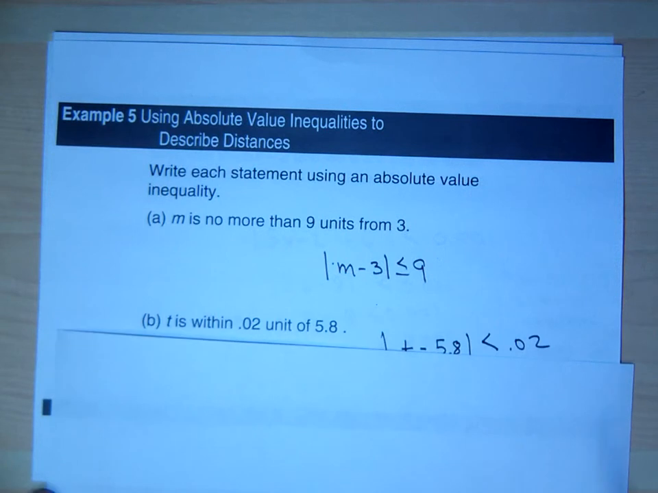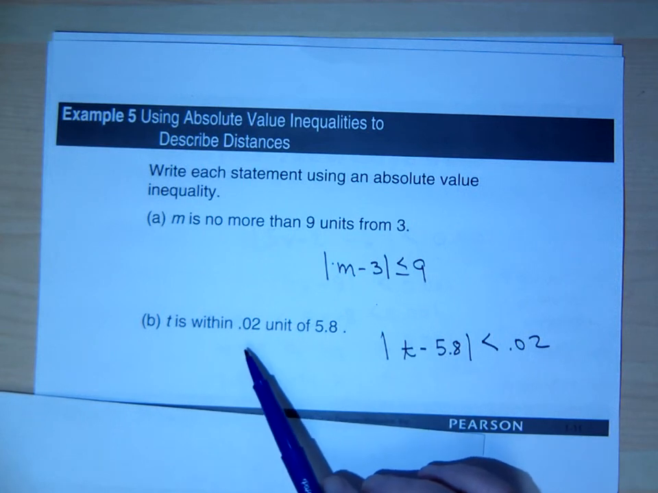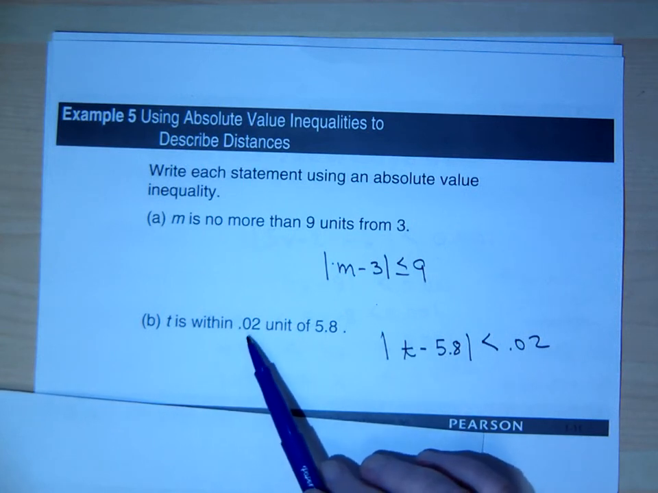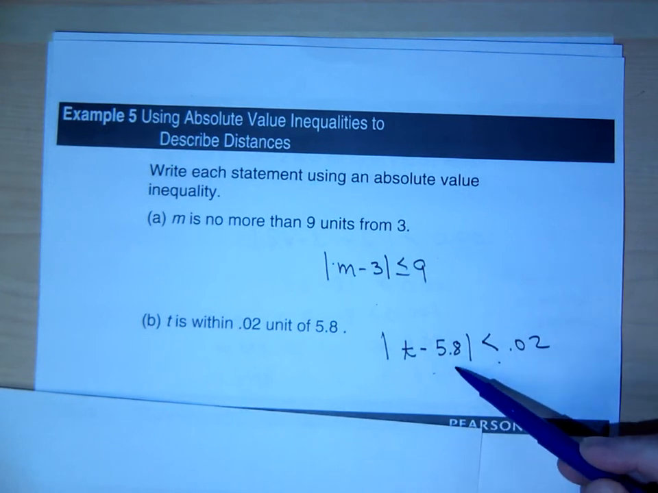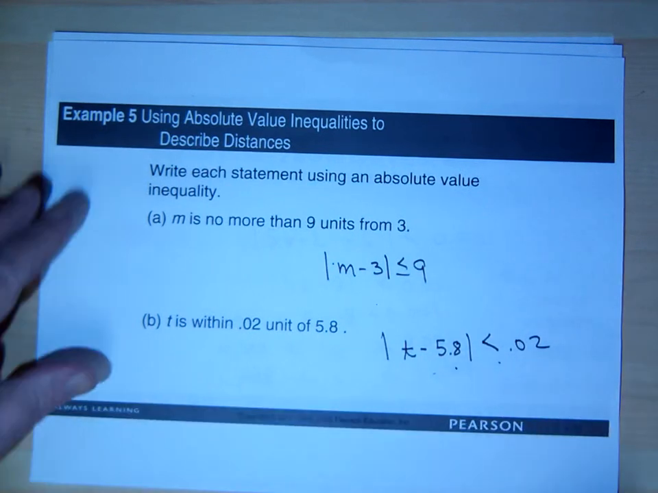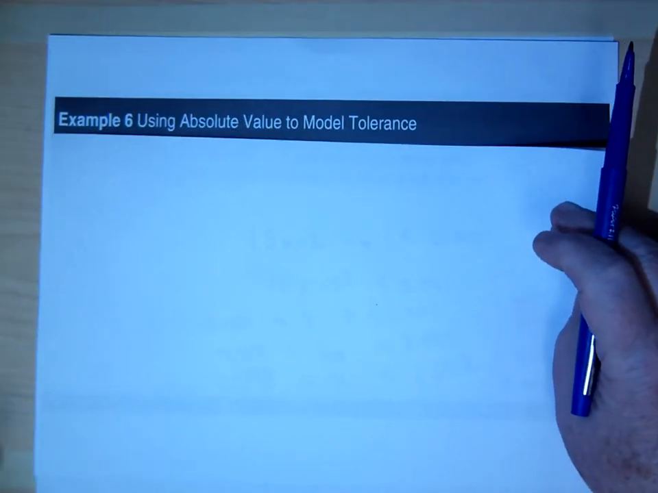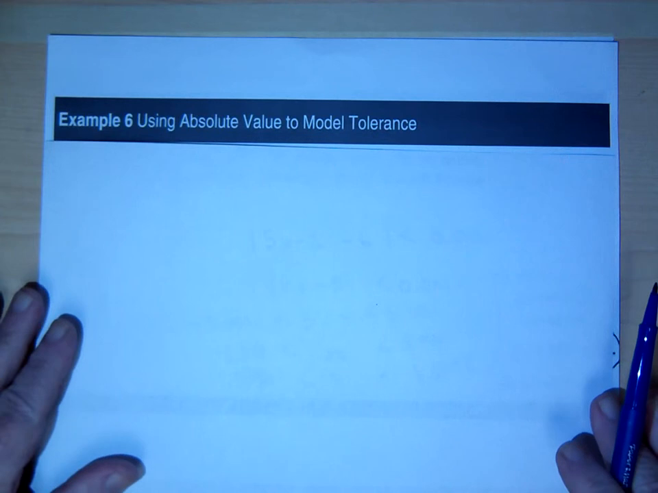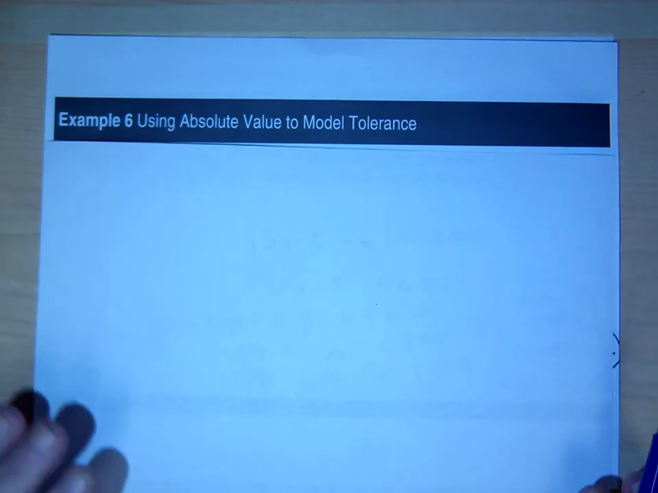If I say t is within 0.02 units of 5.8, that means I could not be 0.02 away, I'm within that tolerance, so here it is, the absolute value of t minus 5.8 is less than 0.02. We can also use the absolute value to model tolerance. What kind of accuracy do we really need?